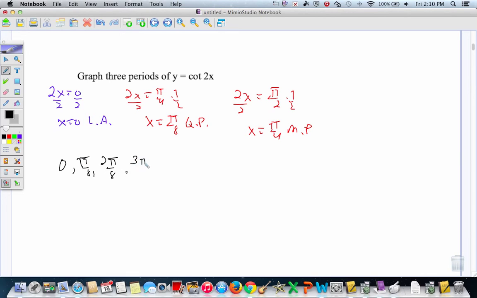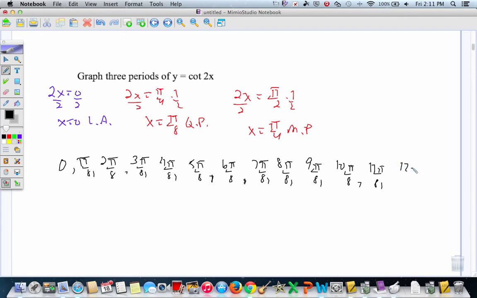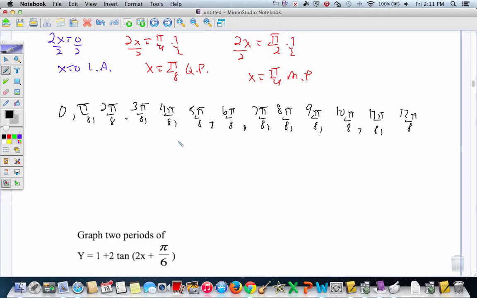So it should be fairly obvious that we're going to add, and I need to have a whole slew of terms here, so I'm just going to start writing to get our 3 periods worth. Keeping in mind, if we wanted to go back to the negative side, we probably could. I'm just going to do all positive ones for now. You've seen in our homework that we can go back the opposite direction. And all the way up to 12 pi over 8. That should get us enough critical points to go ahead and graph.